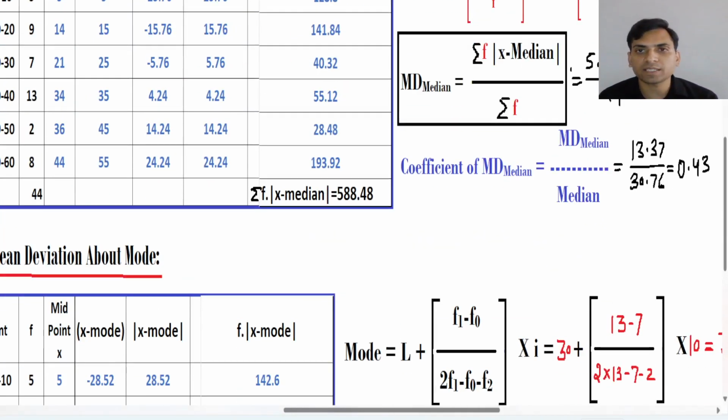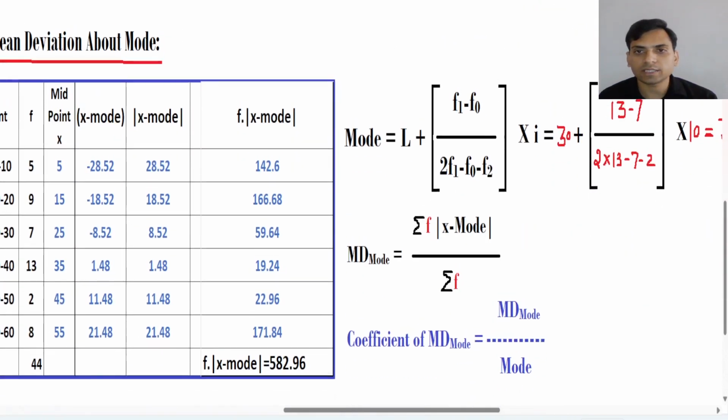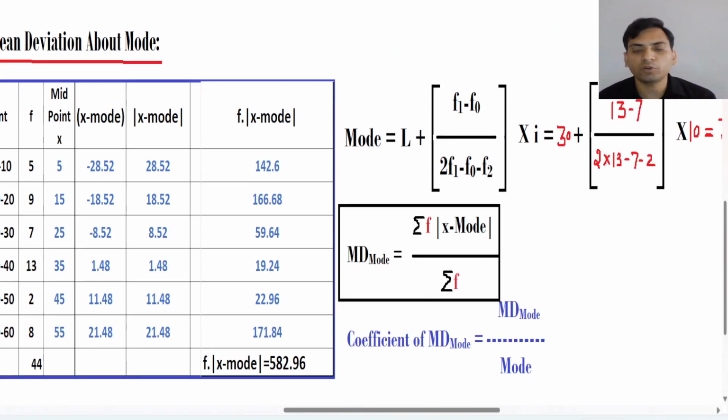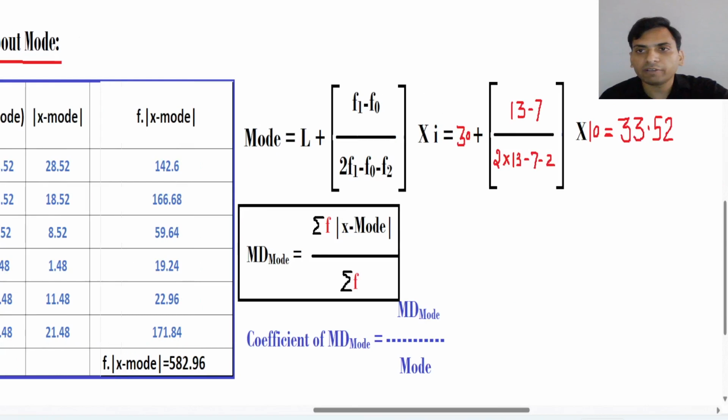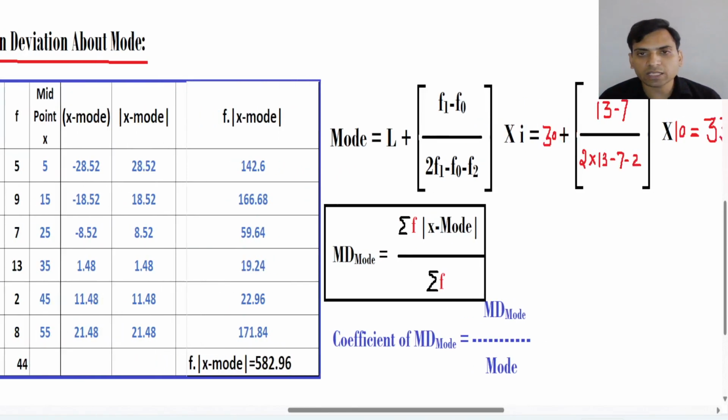Now next is mean deviation about mode. Simply we will replace this median by mode. This is the formula for mean deviation about mode. The first task is calculation of mode, and the formula for mode is this. I have already explained it in my lecture of mode. I will share a link of this mode lecture in the description box. I have already found this mode, and it is 33.52.